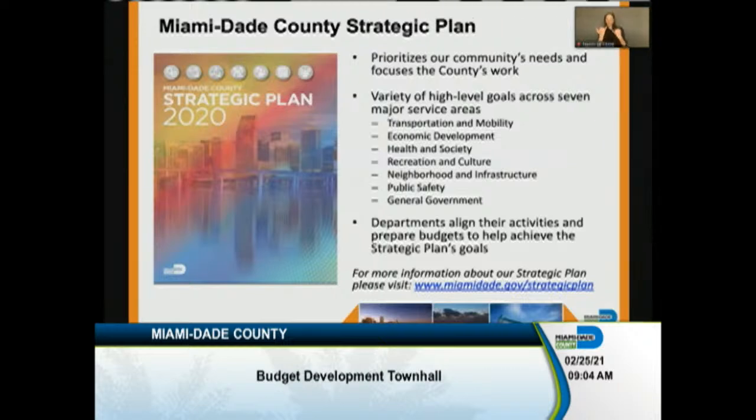It contains nearly 70 far-reaching goals and objectives that address priority needs across several different service areas, what we call strategic areas. Currently, the strategic areas are transportation and mobility, economic development, health and society, recreation and culture, neighborhood and infrastructure, public safety, and general government. We organize our budget books and other documents using these strategic areas.